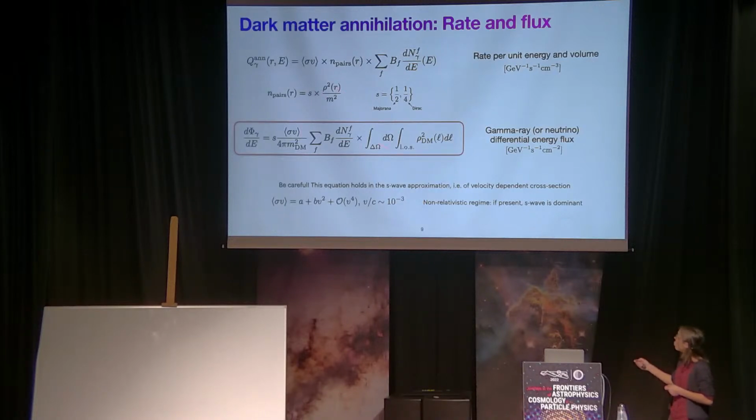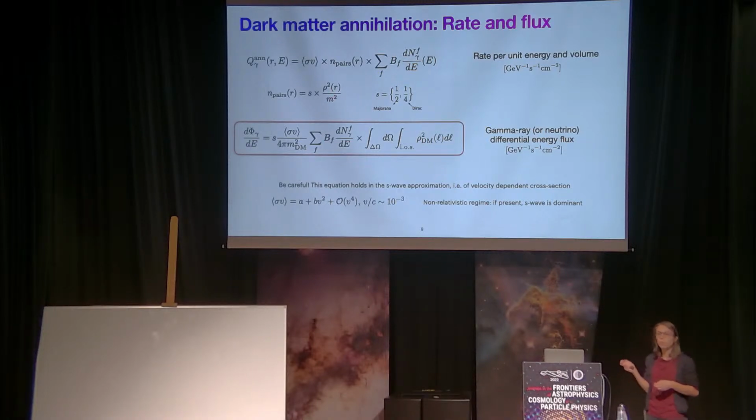And to go from the rate to the isotropic flux, you need to integrate over the solid angle and the line of sight. And you have a very similar expression to the decay, where you have this part here, which is related only to the particle physics model that you deal with, and this bit here, which is often called the J factor, which is only a geometrical factor that accounts for the distribution of dark matter in the target of interest.